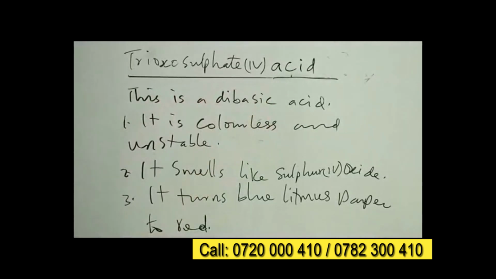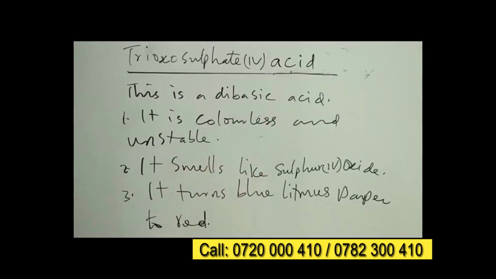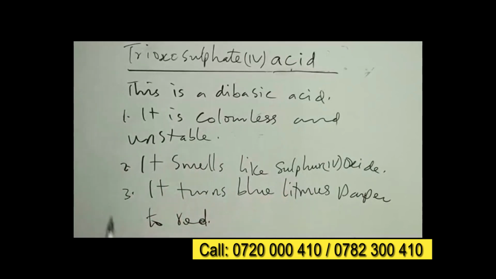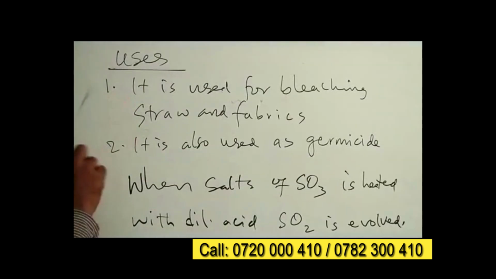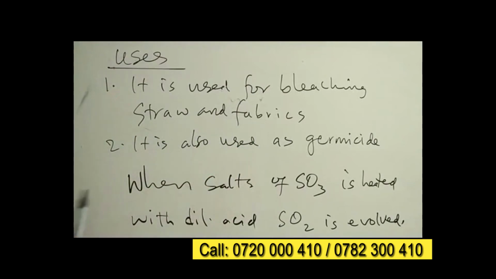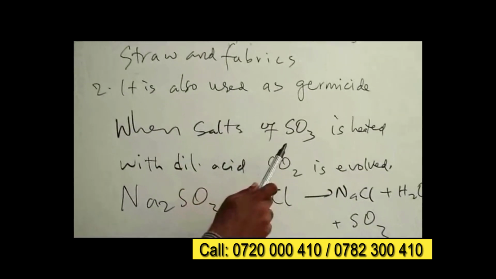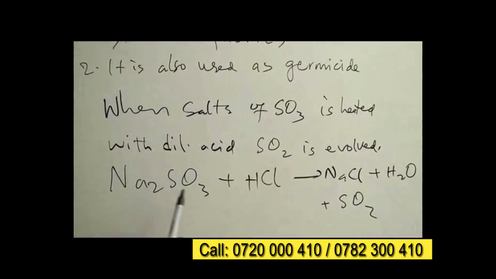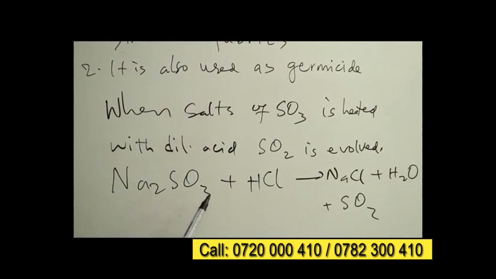Trioxosulfate 4 acid. This is a dibasic acid. Number 1, it is colorless and unstable. Number 2, it smells like sulfur 4 oxide. Number 3, it turns blue litmus paper to red. Uses. Number 1, it is used for bleaching straw and fabrics. Number 2, it is also used as a germicide. When a salt of SO3 is heated with dilute acid, sulfur 4 oxide is evolved: Na2SO3 plus HCl to give NaCl plus water.